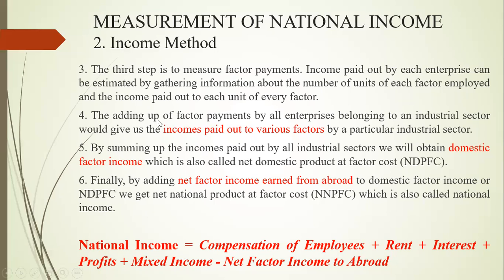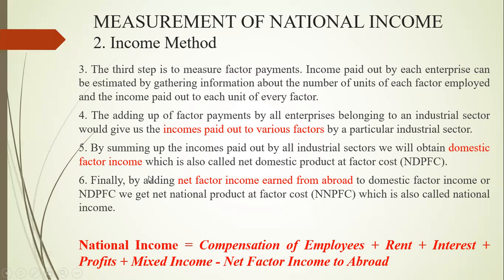Later on, we will add all these factor payments by all the enterprises. So we are basically adding the payments made by individual industries to all its employees and households. By summing up incomes paid by all industrial sectors, we will obtain domestic factor income, which is also called net domestic product at factor cost.